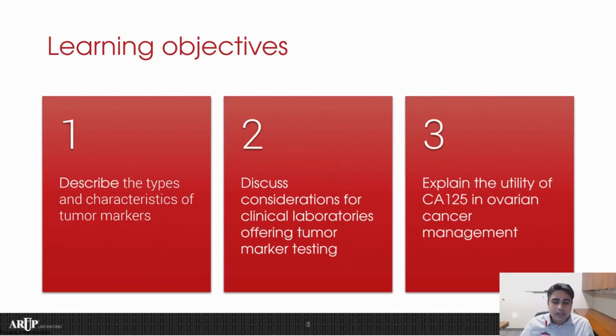And there are three learning objectives of this talk. The first one is to describe the types and characteristics of tumor markers. Second is to discuss considerations for clinical laboratories that are offering tumor marker testing. And the third one is to explain the utility of CA-125 in ovarian cancer management.